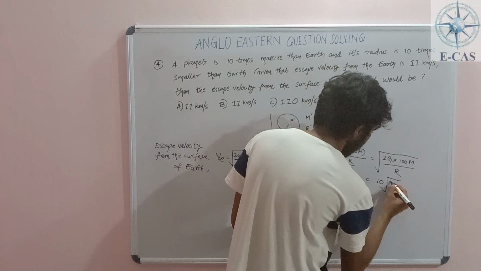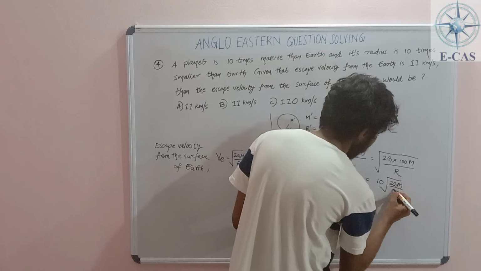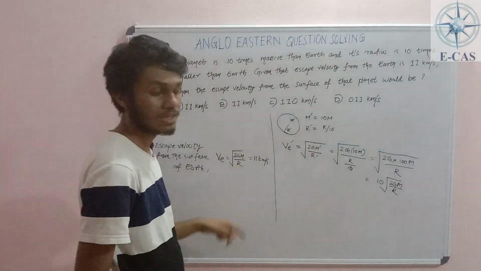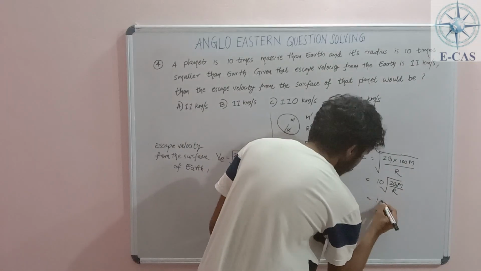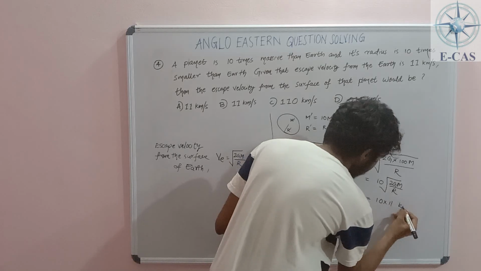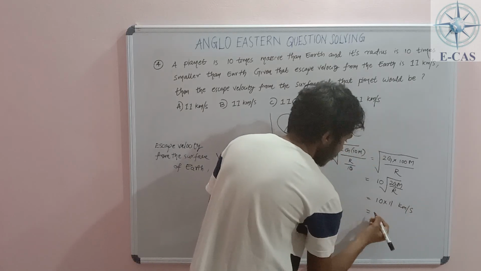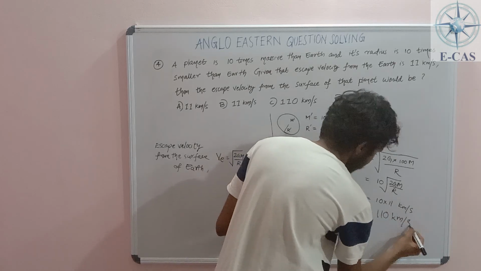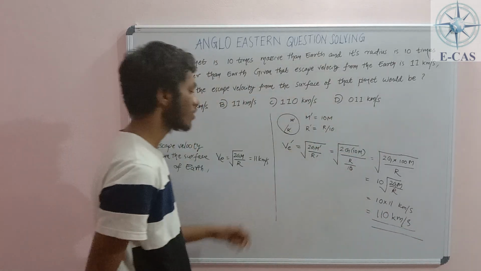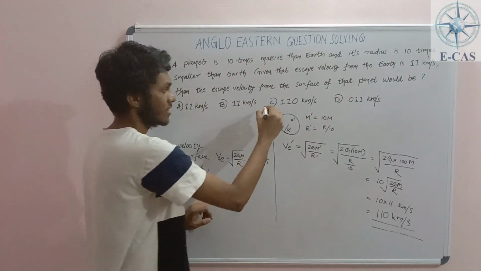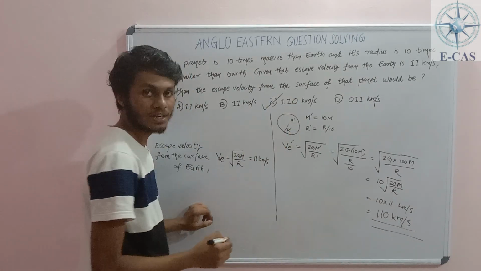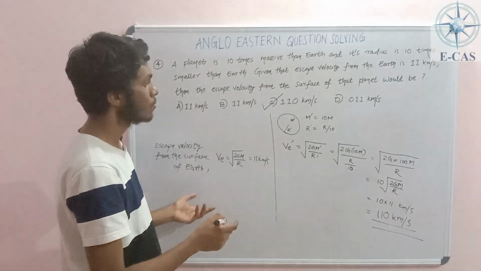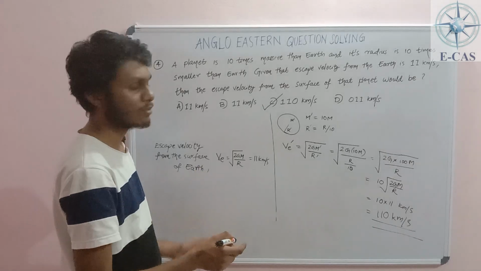10 times root of 2GM by R. We know that the value of root of 2GM by R is 11 km per second. So 10 into 11 km per second will be the answer. The final answer becomes 110 km per second. So the answer to this question is option C, 110 km per second. This is a good question, so you should practice this type of question.